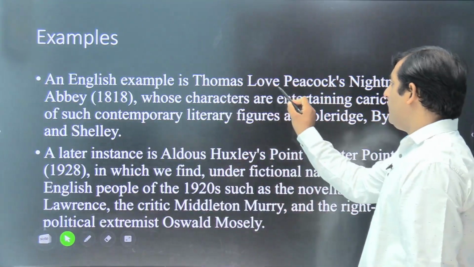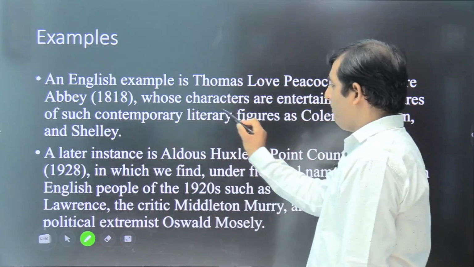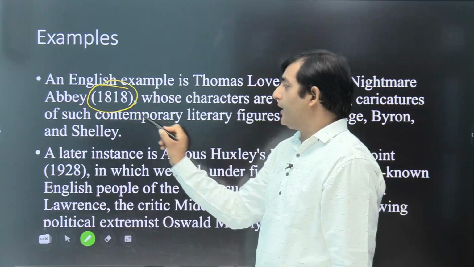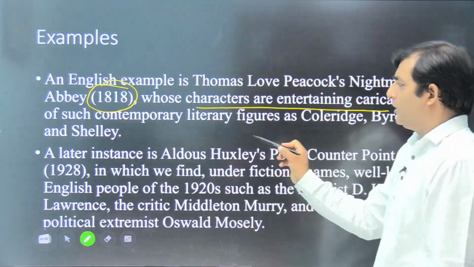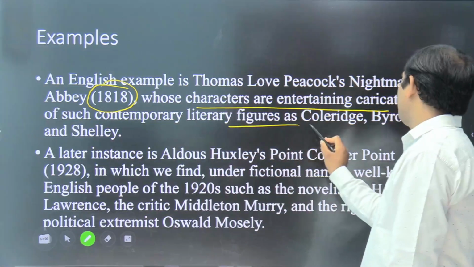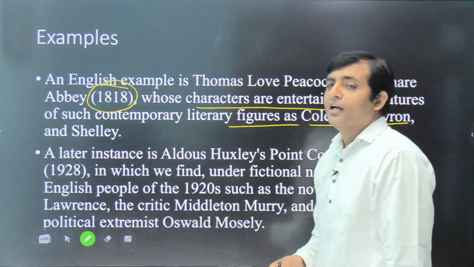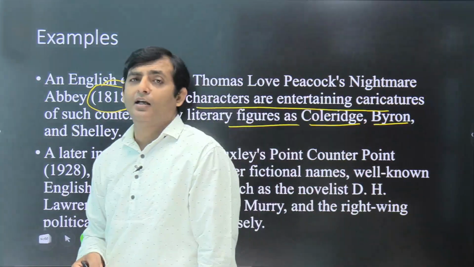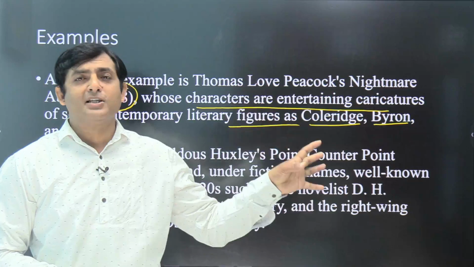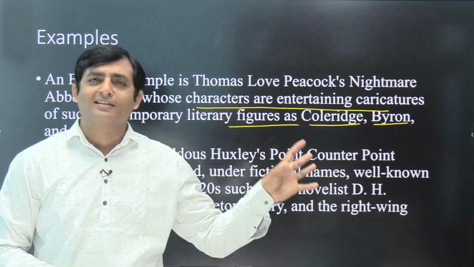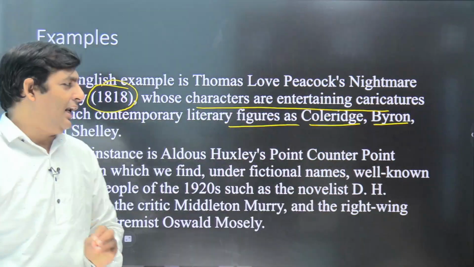Thomas Love Peacock's Nightmare Abbey, published in 1818, whose characters are entertaining caricatures of such contemporary literary figures as Coleridge, Byron and Shelley. Coleridge, Byron and Shelley are presented through fictitious names, right? Names are fictitious but accents are the same. They are known as roman à clef.